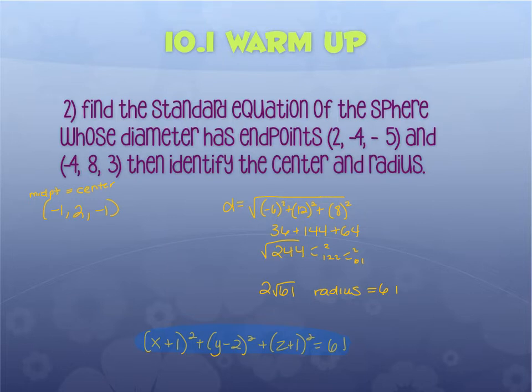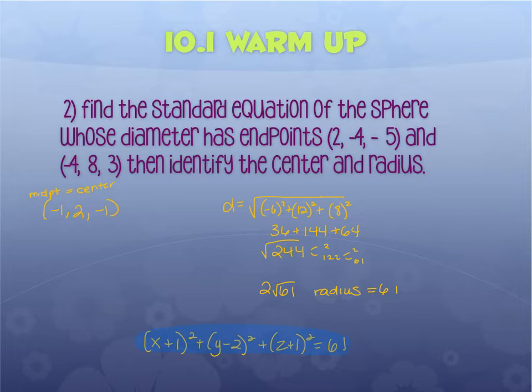So I did 2 plus negative 4, which was negative 2, divided by 2, that's negative 1. I did negative 4 plus 8, that's 4, divided by 2, that's 2. I did negative 5 plus 3, that's negative 2, divided by 2, that's negative 1. That gave me my midpoint, which is the center. And then find the distance between the 2 coordinate points, and you should have gotten 2 root 61.